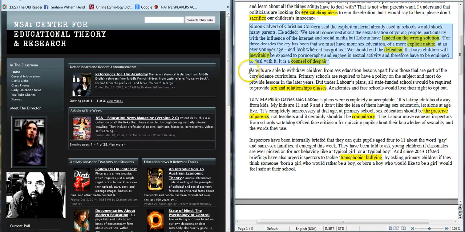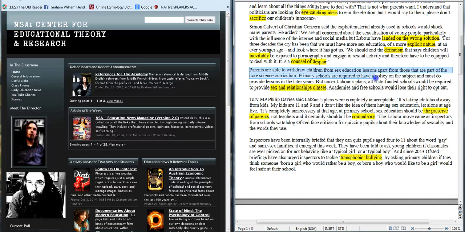So, parents are able to withdraw children from sex education lessons apart from those that are part of the core science curriculum. So they can't withdraw them, really, because there's a big exception there. Primary schools are required to have a policy on the subject, and most do provide lessons in the later years, but under Labour's plans, all state-funded schools would be required to provide sex and relationships classes. Yay! Because it's really the same thing. Yeah, are you my friend? Academies and free schools would lose their right to opt out.